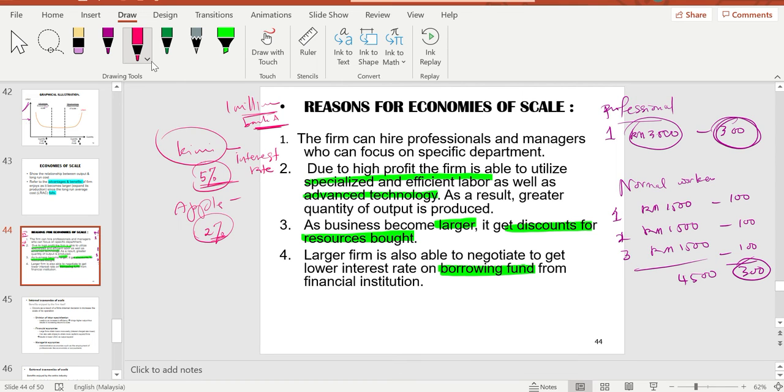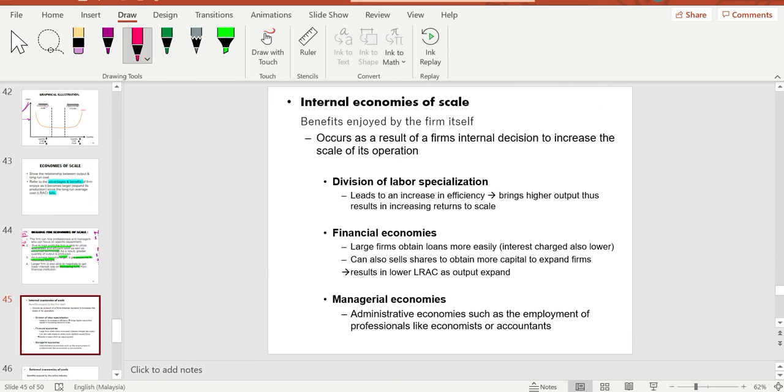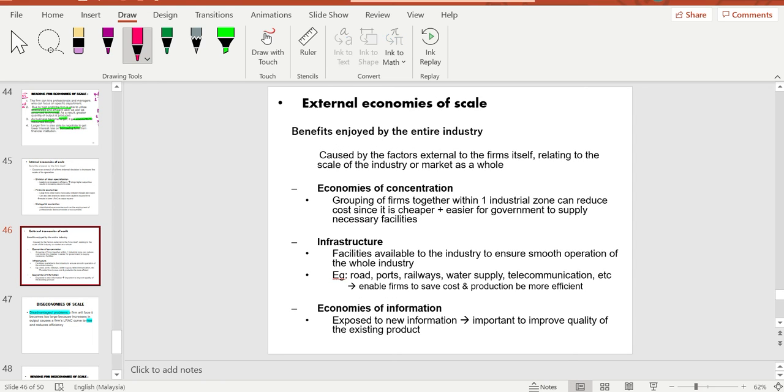Bank buat profit dengan interest. So they will try their best to gain you as a customer, and they will offer a lower interest rate for you. Itu kelebihan dia. Okay, and then in the textbook we have more. You boleh baca internal economies of scale and external economies of scale.